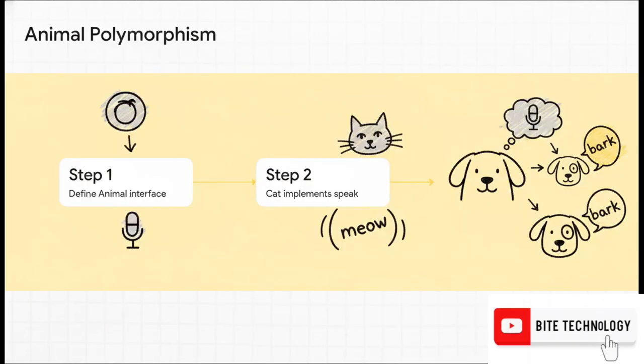Think about the classic animal interface. We define a rule that any animal must have a speak method. A cat implements this and meows, while a dog implements it and barks. Because of polymorphism, a general function can just accept any animal and tell it to speak. No messy conditionals checking the exact species. The objects manage their own behavior. You just send the message and they do the rest.